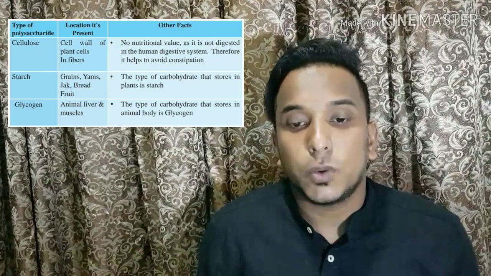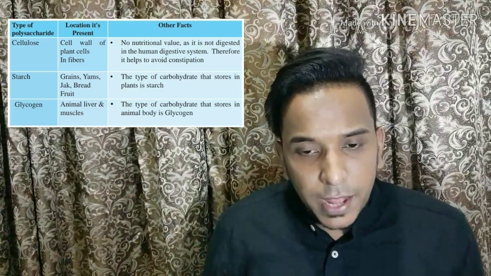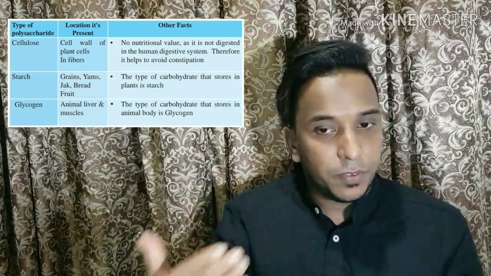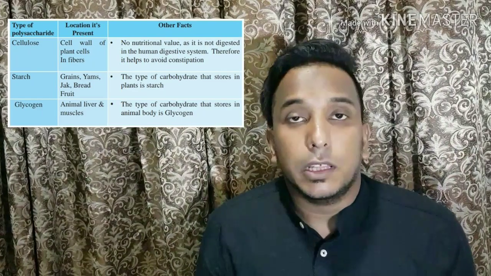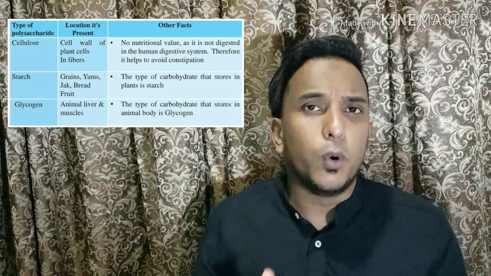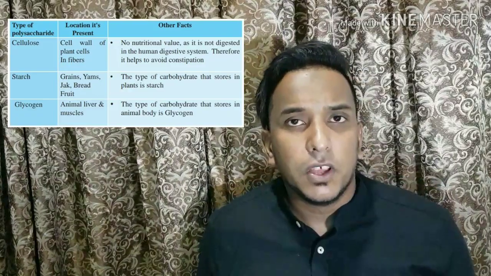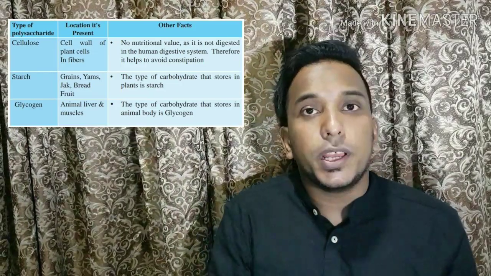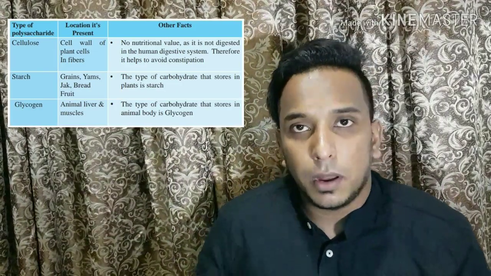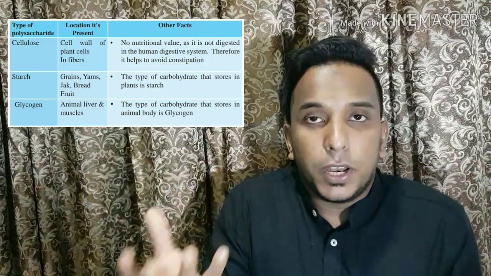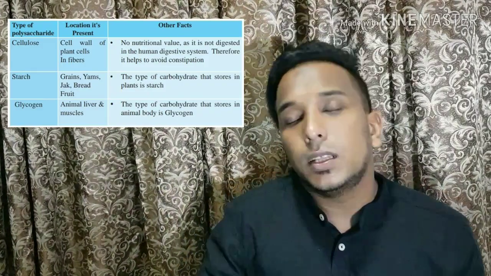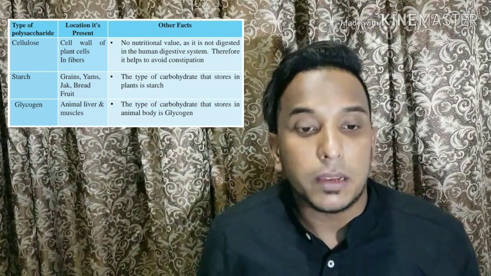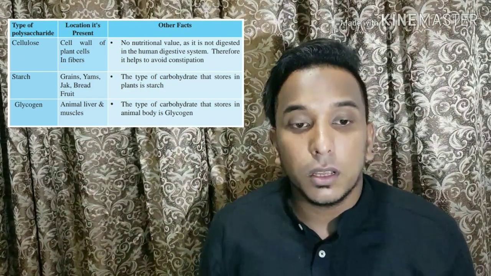Next is starch, which is known as the storage product in plants. As I told you previously, plants produce their own food through photosynthesis, and this food should be stored within the plant. So the food produced by the plant is stored in the form of starch. That is known as the storage product of plants, so starch is also a very important polysaccharide.